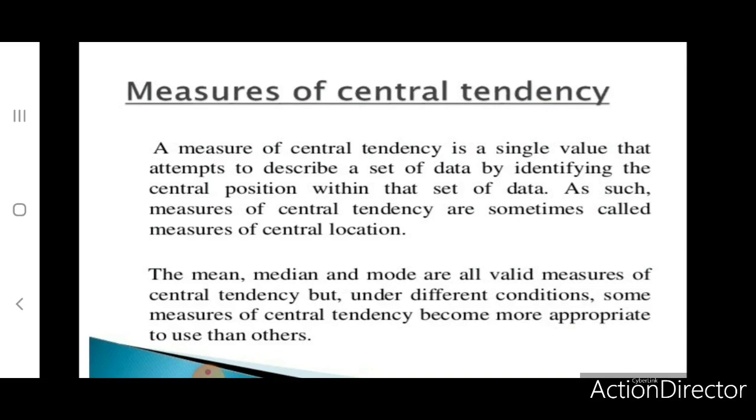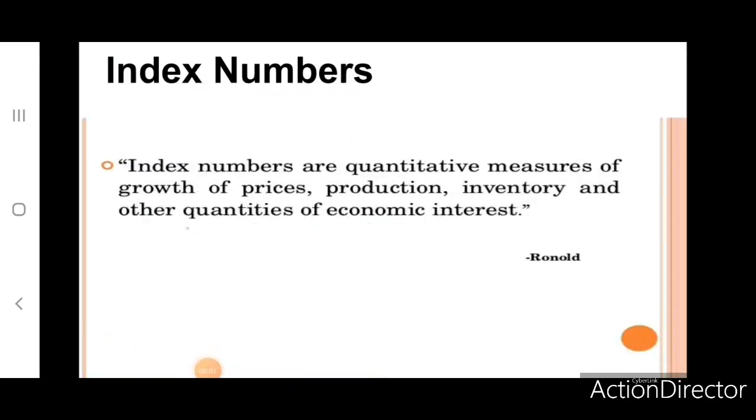Mean, median, and mode are all valid measures of central tendency. So the examples of measures of central tendency are mean, median, and mode. But under different conditions, some measures of central tendency become more appropriate to use than others. And now the next one is index numbers.